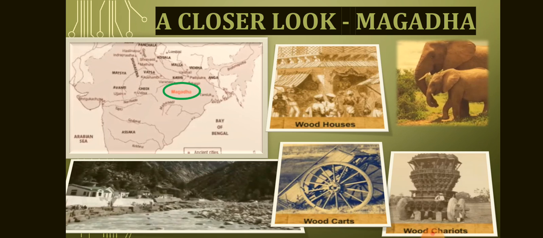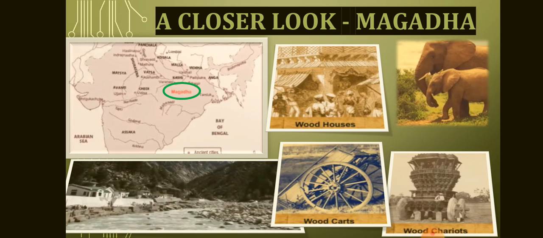A closer look at Magadha. Magadha became the most important Mahajanapada in about 200 years. Many rivers such as the Ganga and Son flowed through Magadha. This was important for transport, water supplies, and making the land fertile. Also, parts of Magadha were forested.